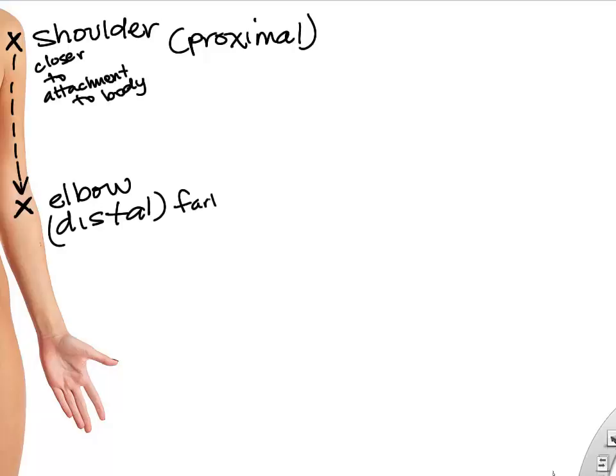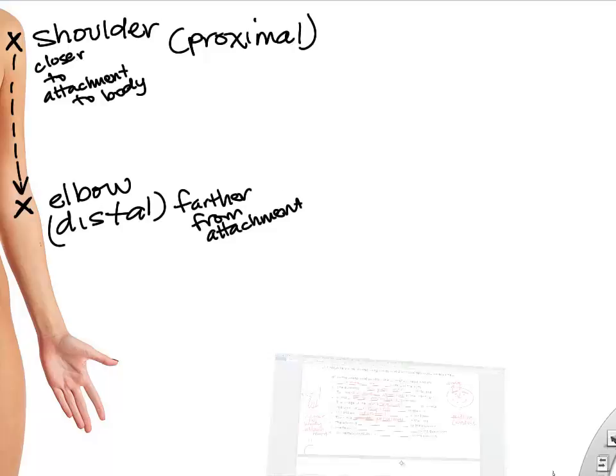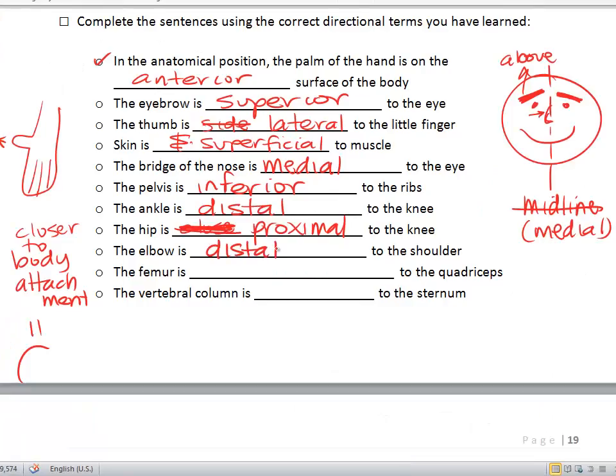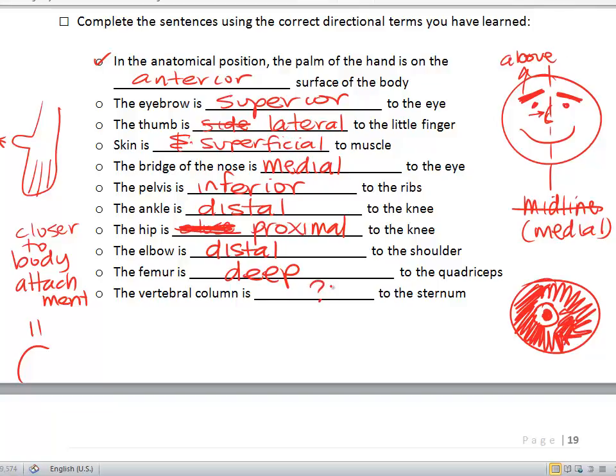Again, just imagine you have to walk and actually march down a trail. As you move farther away from your point of attachment, you're moving distally or distal. Most of our bones are deep to things like muscles, so the femur is in our thigh and our quadriceps are in our thigh. If you didn't know, your vertebral column is to the back, so we say to the back is posterior. So the vertebral column is posterior to the sternum, which is your breastbone in front.